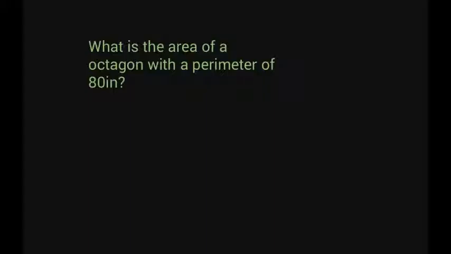Alright, one more. What is the area of an octagon with a perimeter of 80? So let's start with an octagon. Do my best to draw this. Oh, that just got bad. There we go. That's a little bit better. Alright, since we know this is an octagon, there's 8 sides. And we know that the perimeter is 80. So we just take 80 divided by 8, we get 10. So each one of these sides is 10.